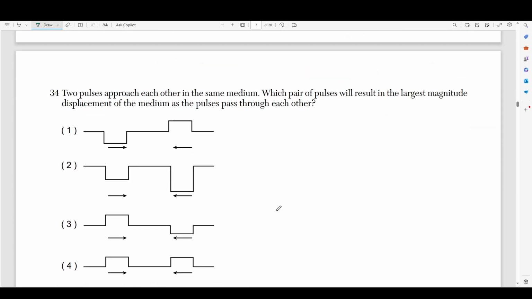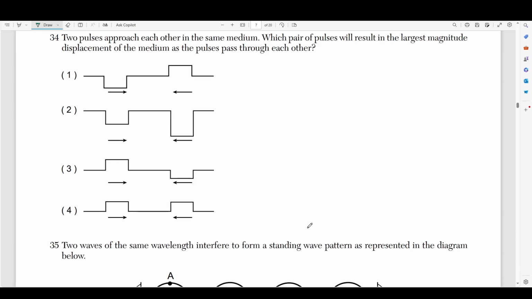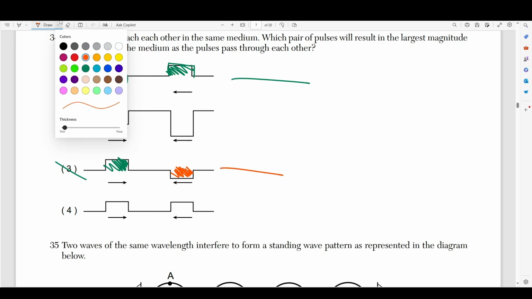Moving on to number 34, it says 2 pulses approach each other in the same medium. Which pair of pulses result in the largest amplitude displacement of the medium as the pulses pass through each other? So choices 1 and 3 are both out because they will both cancel each other out. If you combine this with this, you will just get a flat line because the distance up is equal to the distance down. The same thing with 3. It just flipped. This will fill in this hole. You'll once again be left with a flat line. So now we're left with 4 and 2.